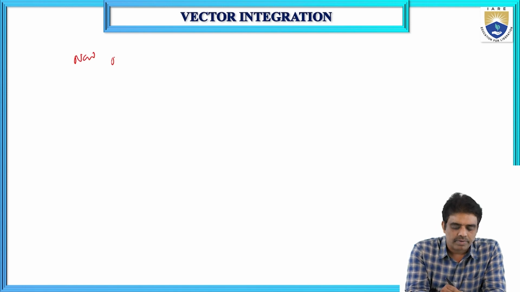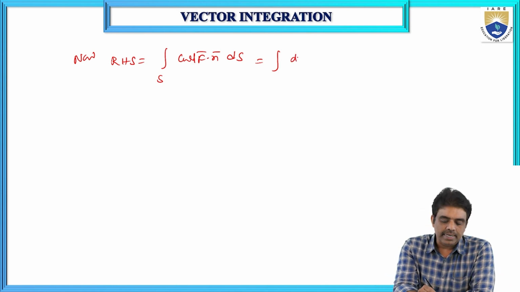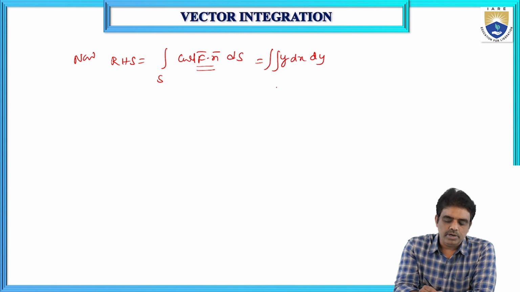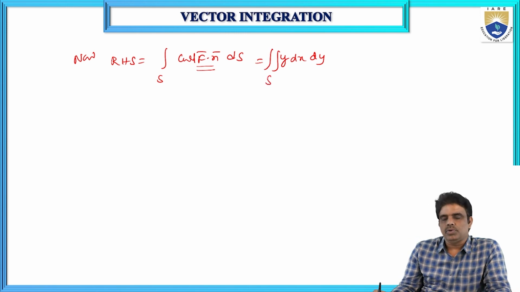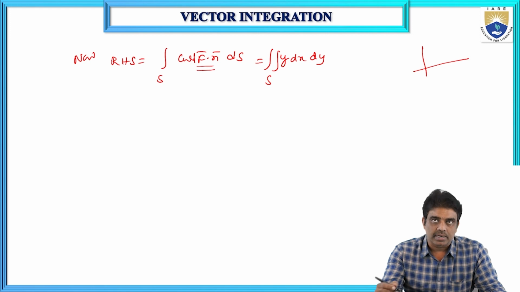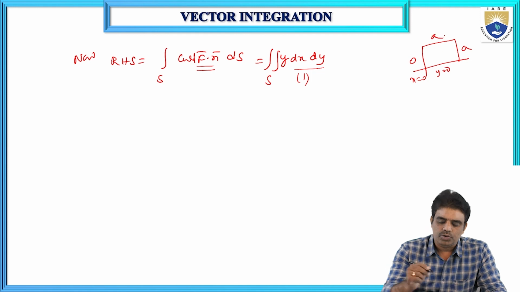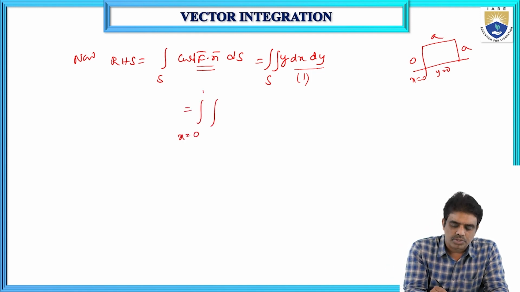Now the RHS is equal to the integral over S of curl f bar dot n bar ds. Because the projection is considered in the xy plane, we will get dx dy. Curl f bar dot n bar value is y, so it is the double integral over the surface S of y dx dy. Because n bar dot k bar is 1, the denominator is 1, no issue. Because it is a square, x varies from 0 to a and y varies from 0 to a. So the limits of integration are very simple: x is 0 to a and y also varies from 0 to a, y dy dx.